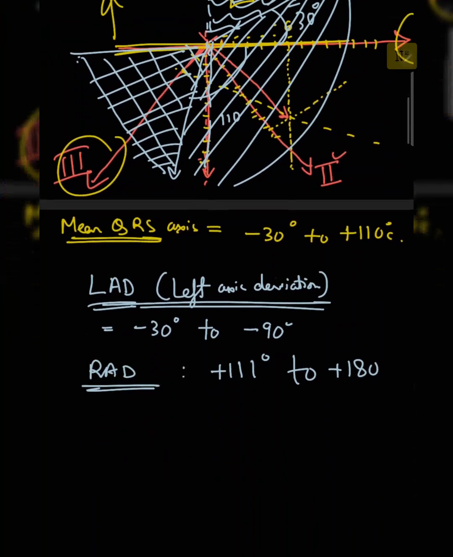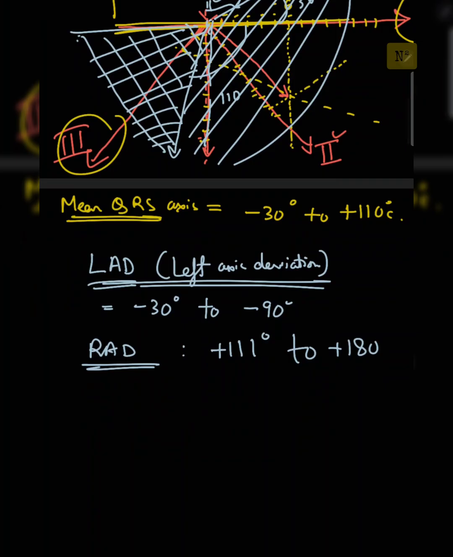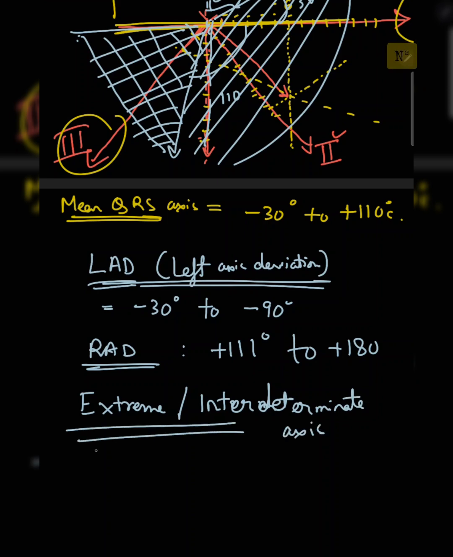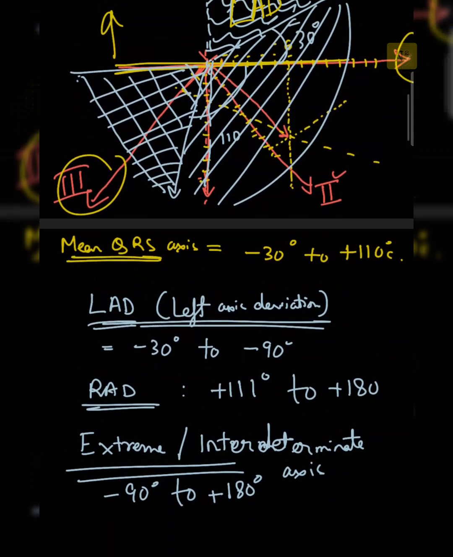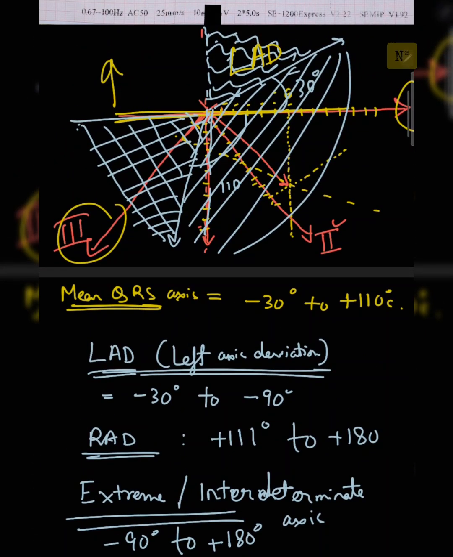Anything which is left in between the left and right axis deviation is called an extreme axis deviation, or intermediate, or indeterminate axis. It is situated from minus 90 degrees to plus 180 degrees. There are certain conditions in which you will get a right axis deviation and left axis deviation.